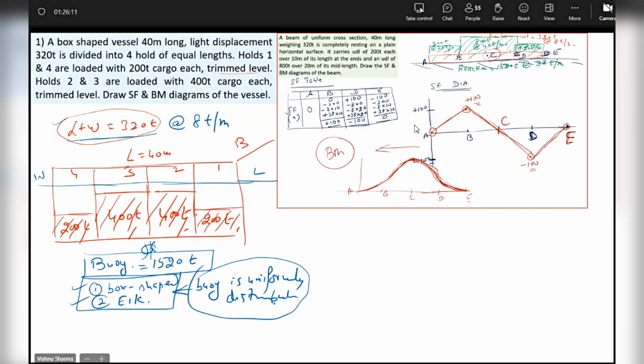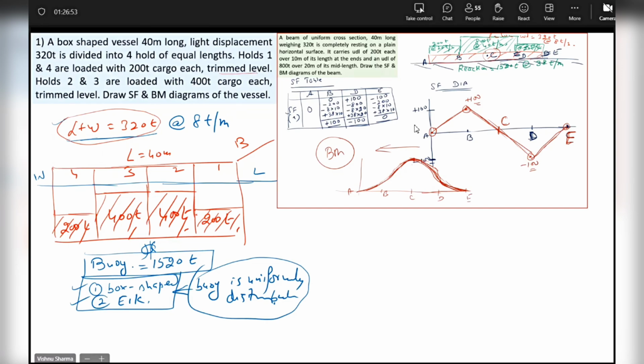Now compare this question to the question of the beam, which is pasted in the inset here. There the beam was of uniform cross section. That means the weight of the beam was uniformly distributed. Here we are saying it's a box-shaped vessel, light displacement 320 tons. And for the reasons I explained to you, we have assumed that the light displacement is uniformly distributed. So can this ship be treated like that beam of 40 meters long, 320 tons weight? Yes or no? Uniform cross section. Can this ship be treated like that beam? Yes or no? Yes, sir.